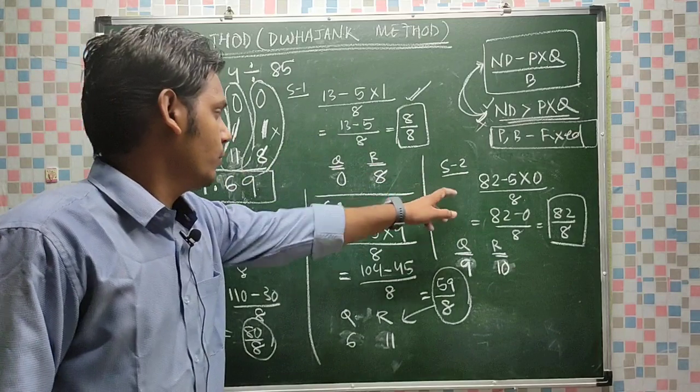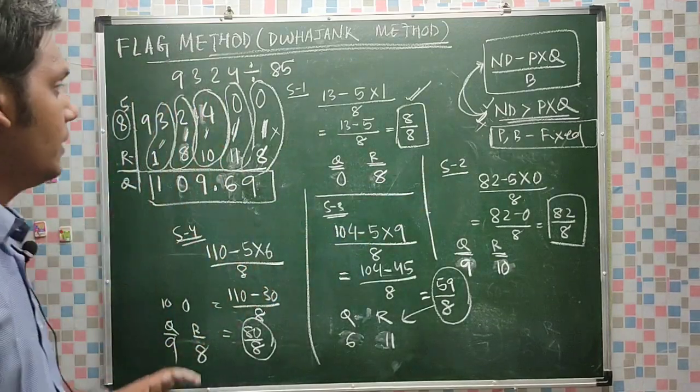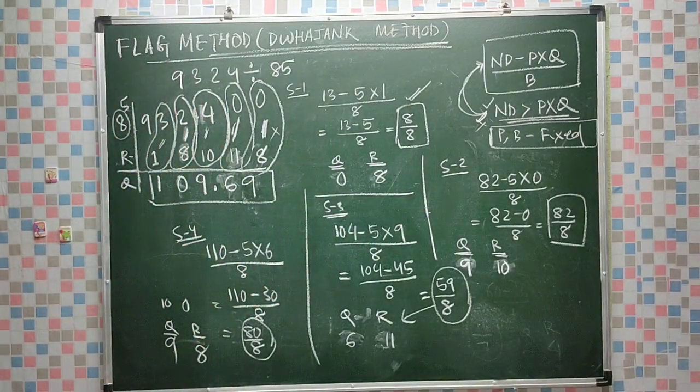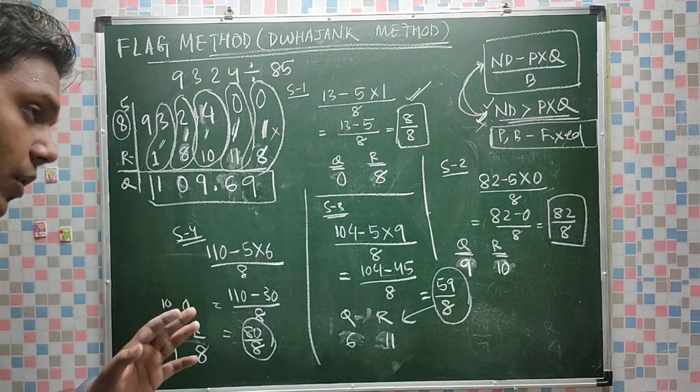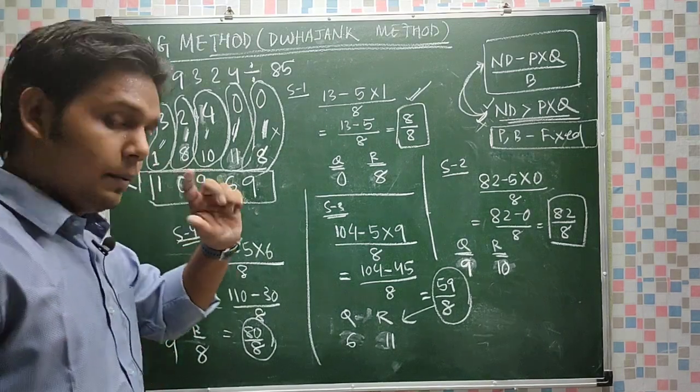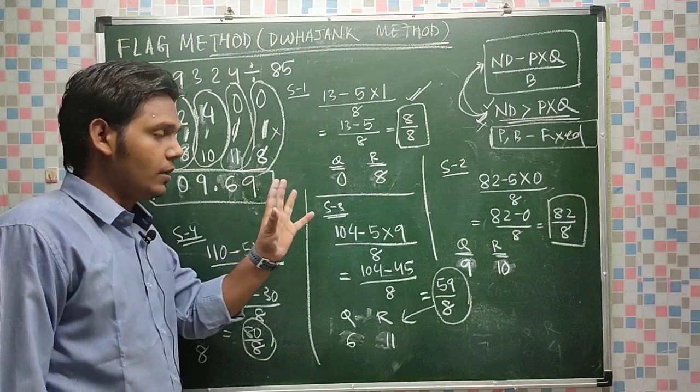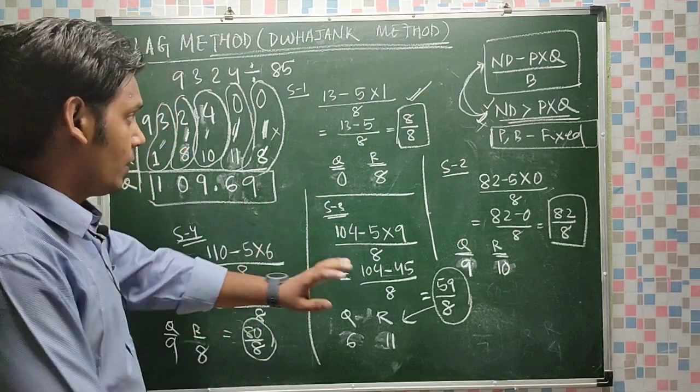109.69. So step 1, step 2, step 3 and step 4. 4 digit number. So you can take a screenshot also. Always you have to remember the process. This is the total complex method of your book.